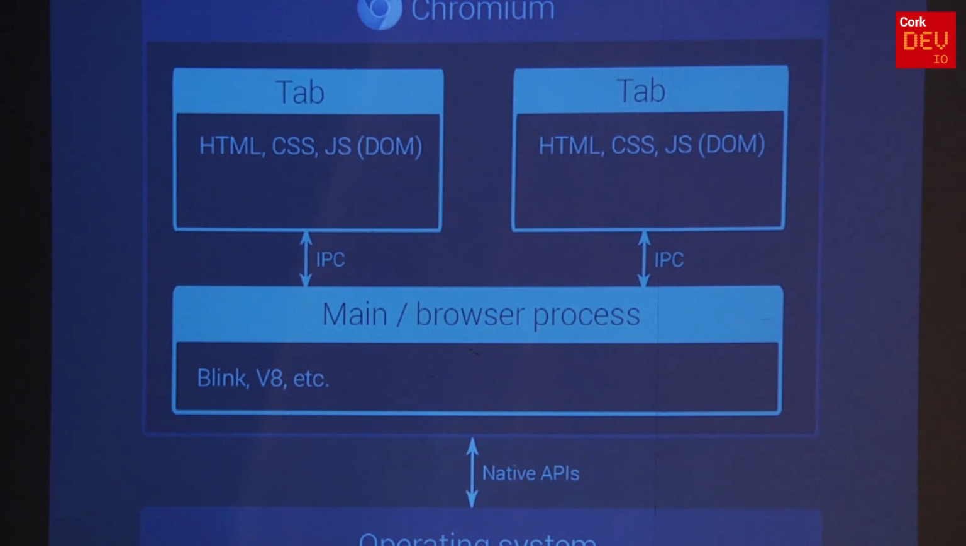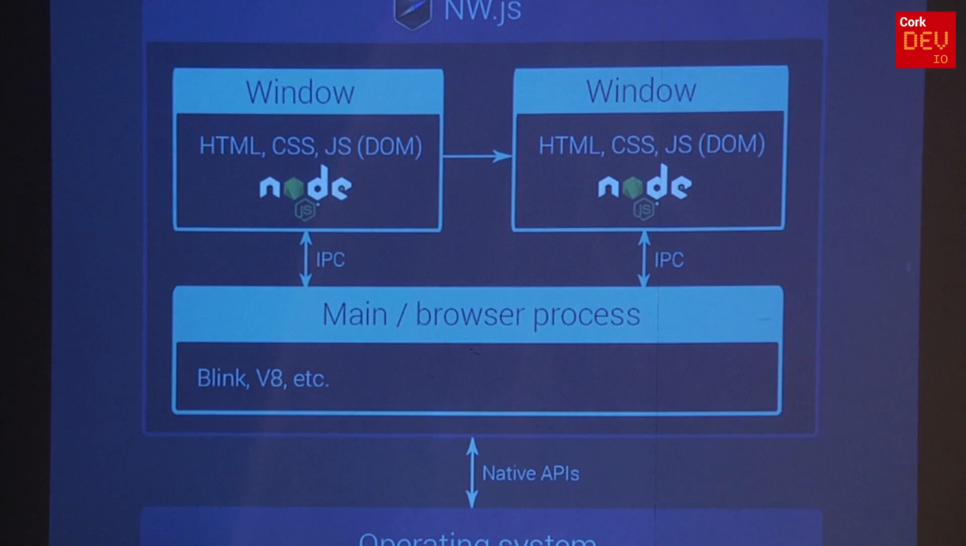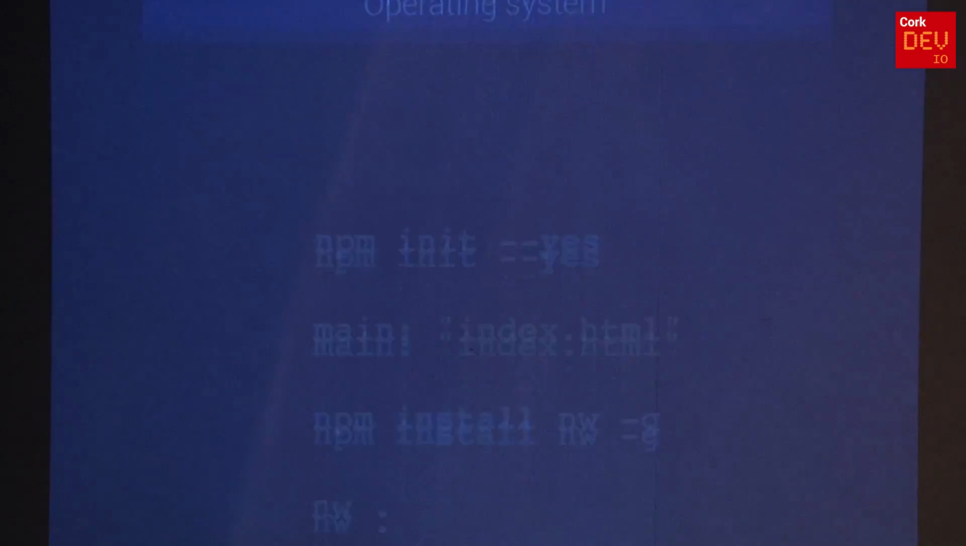So how NW.js took this is that there's a main browser process. Each window is its own isolated process, but they basically maintained a patched version of Chrome where they patched in their own hooks so that they could access Node.js. So yeah, like I said, that allows you to do a lot of different stuff. You can require different scripts, and I'll show you a bit more in a second.